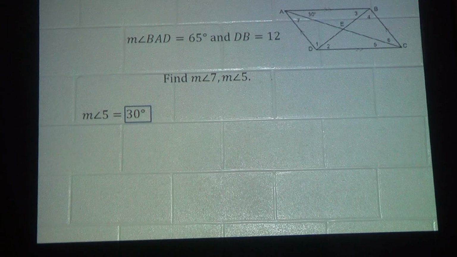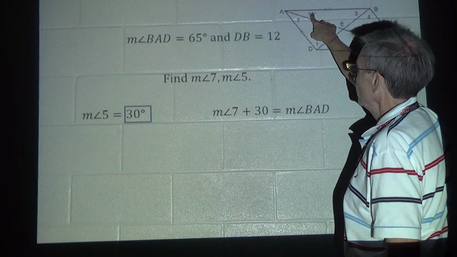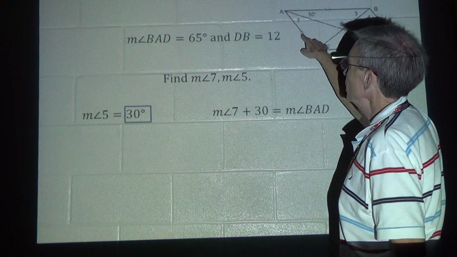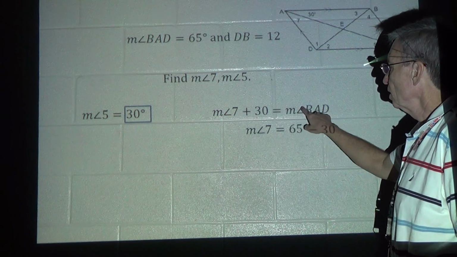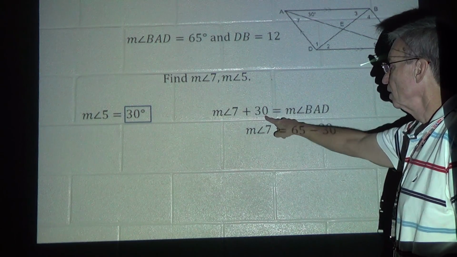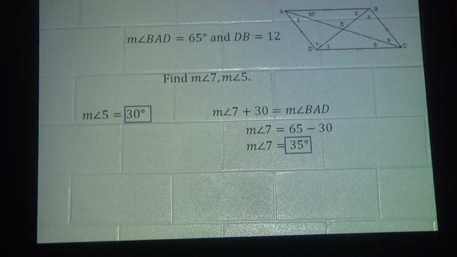So to solve for angle 7, we're going to do this. Angle 7 plus 30 equals the measure of angle BAD, which is 65. So the measure of angle 7 equals 65 minus 30, because they simply took the 65, substituted it in here, and subtracted the 30 from both sides. So this gives us the measure of angle 7 equals 35 degrees.